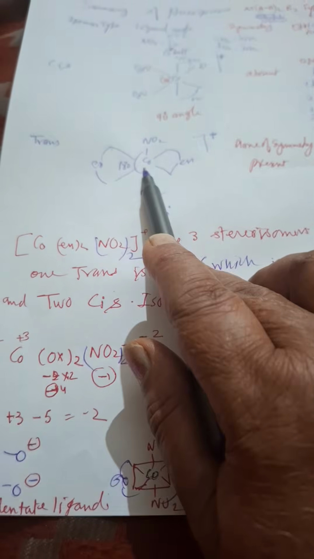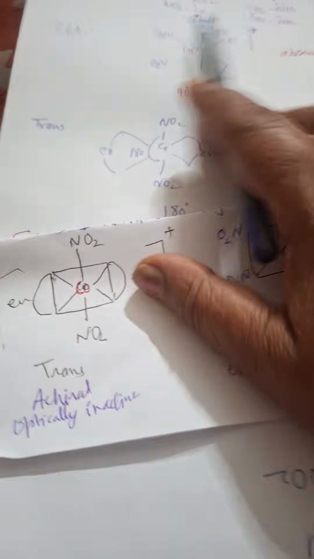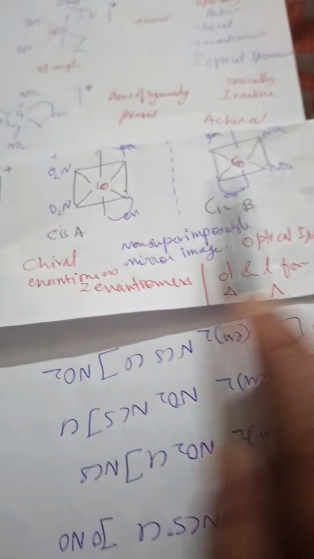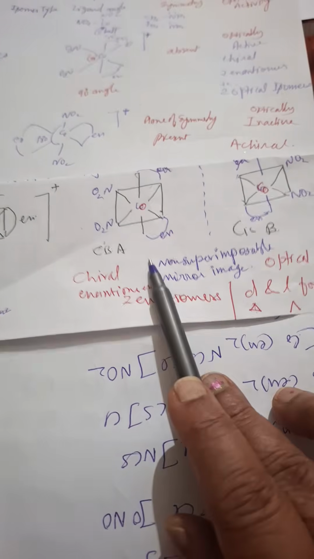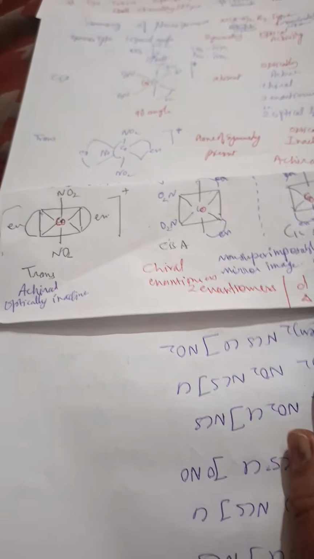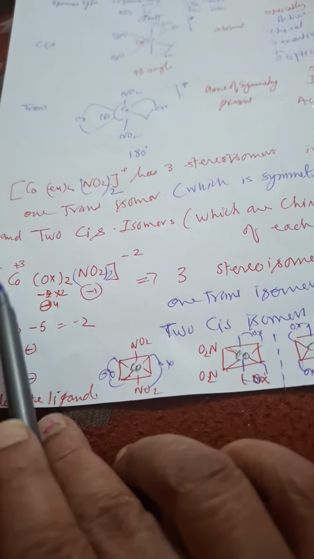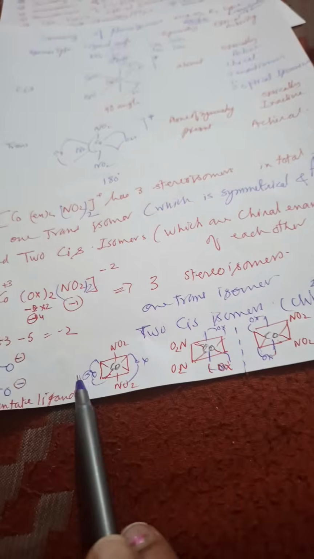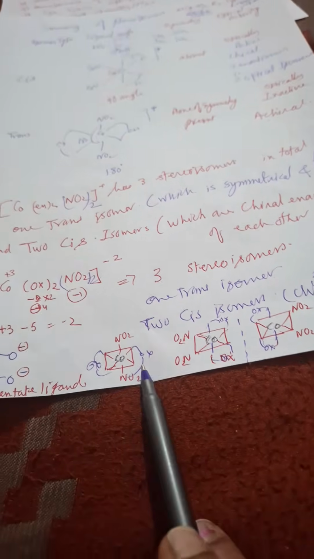See, this is the trans and cis isomer. I told you this cis is a chiral molecule, so optical isomers are there. So the three stereoisomers will be of this complex as well as this complex. I told you that you only have to replace en by ox and you will get the oxalate ion.